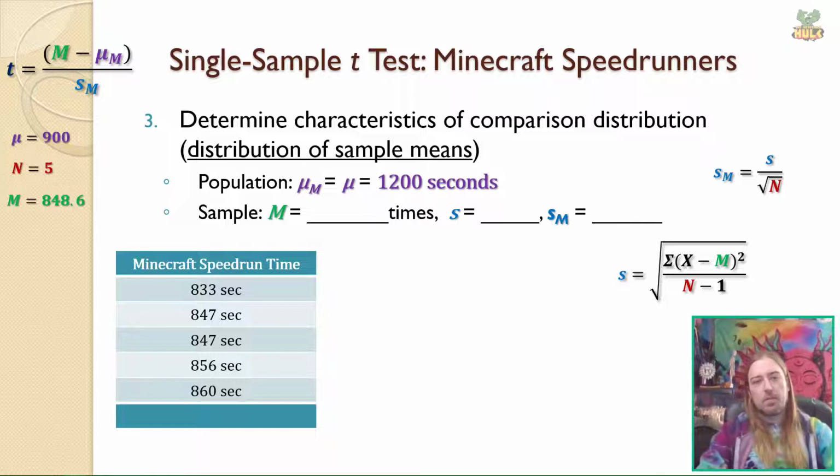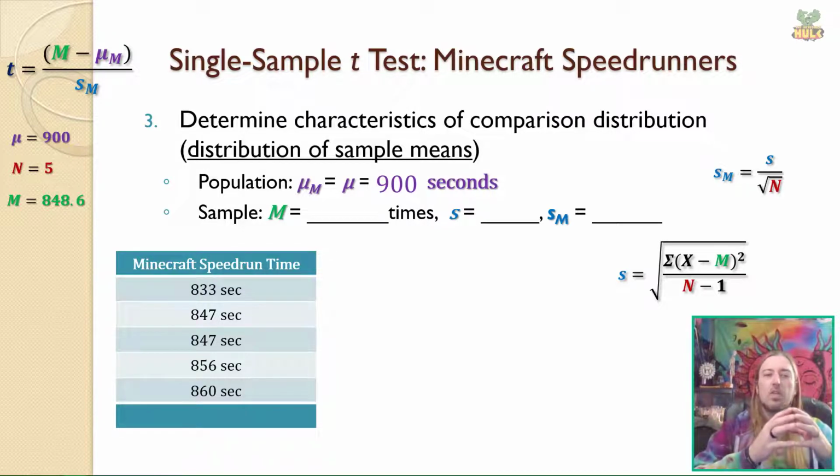Okay, so the next step is to determine characteristics of the comparison distribution. Remember, this just means finding the values that plug into your t equation. You're finding out the distribution of means, what the center point is, what the mean of the distribution of means is. Well, we know that's equal to the population mean, which is given here as 900 seconds. So I don't know why it says 1200 seconds. I'll fix that now.